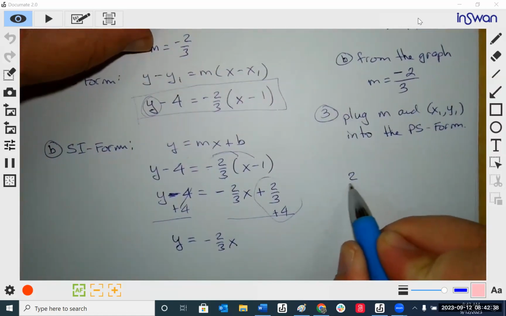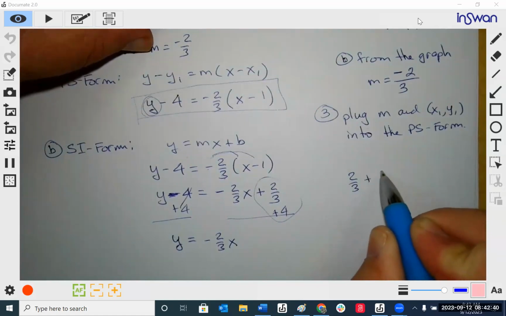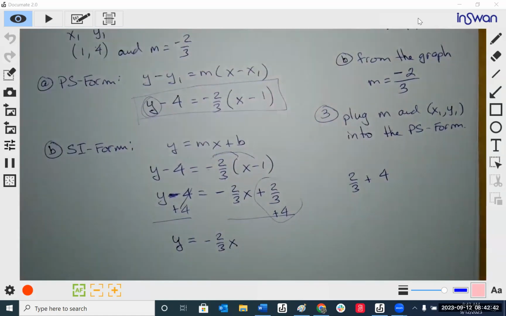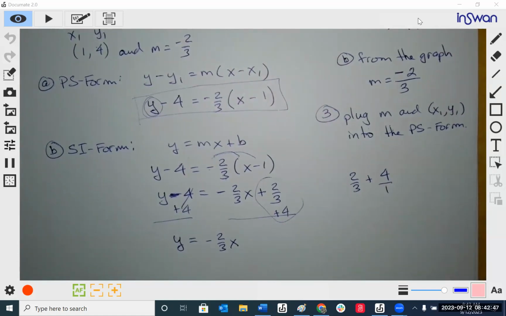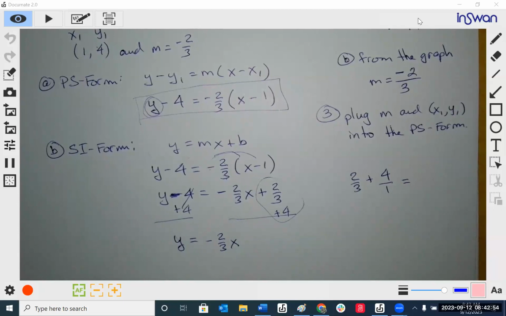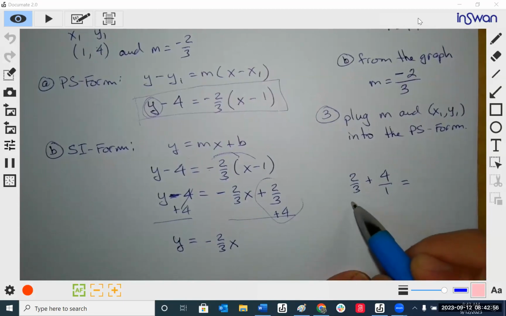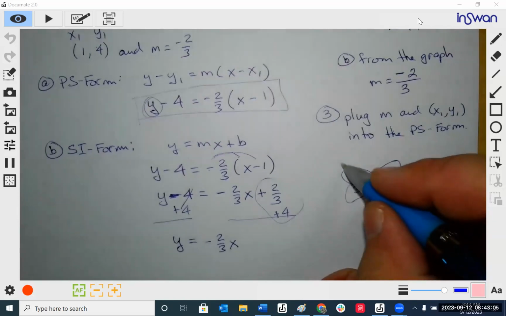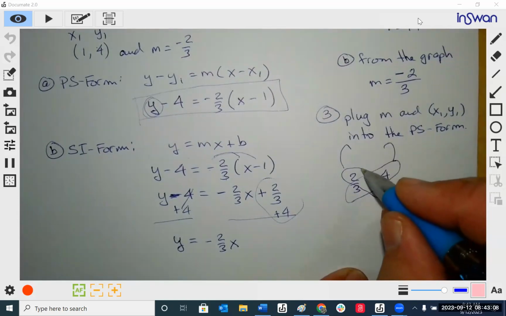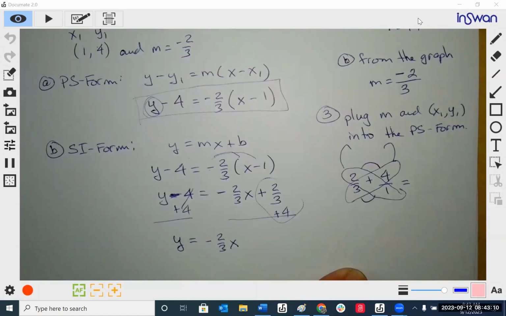Here we have 2/3 plus 4. It's actually 4 over 1, because it has to have fractions. How do we add fractions? The butterfly method. I love the butterfly method. Well, yeah, but this is easier. You have to have a common denominator. The butterfly method works for addition and subtraction. It kind of looks like a butterfly.